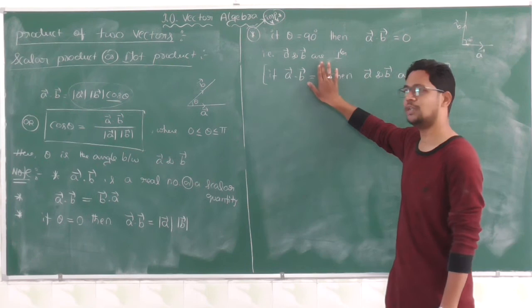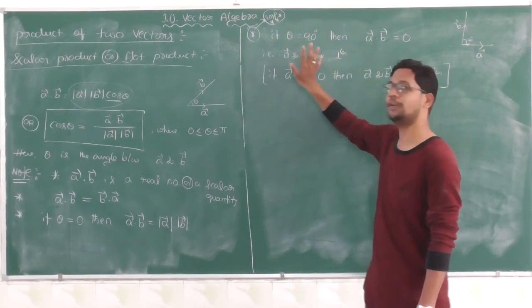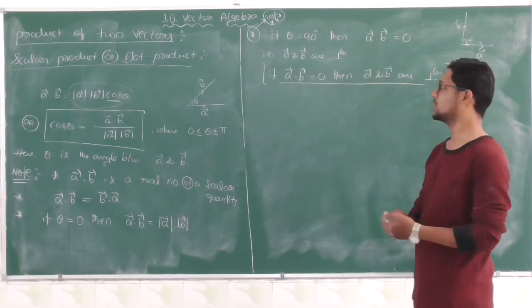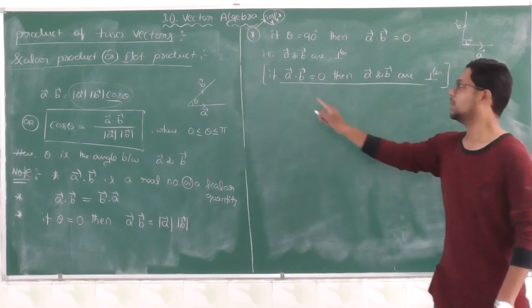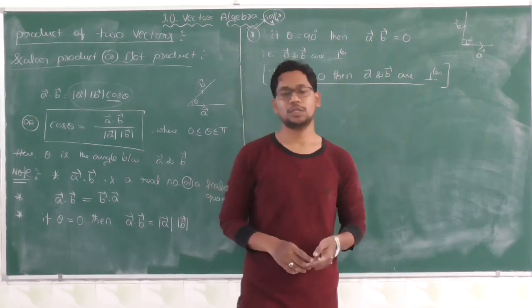This point is very important for the point of examination. Kindly mark this as an important point. You just remember this point, and also practice this point. A dot B equals 0. You just keep it in your mind.